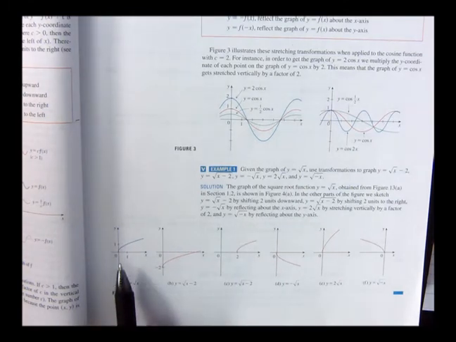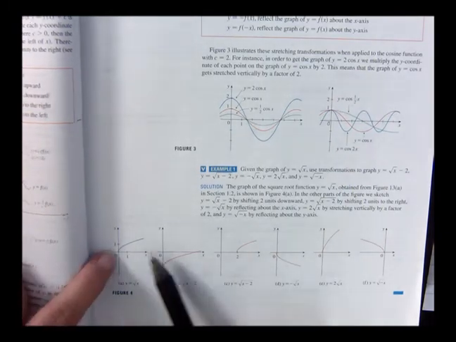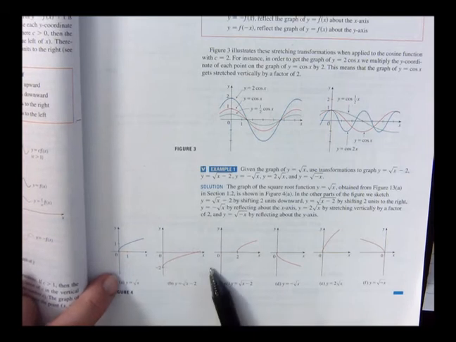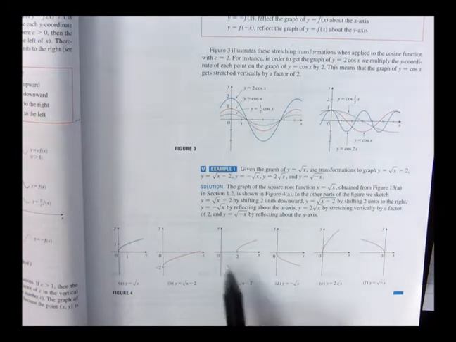Well, here is our parent function, right where we started. If I do the first one and I subtract 2 from it, I am just moving this entire graph down. If I am subtracting 2 from the x value first, from the domain value first, I am then moving everything to my right.